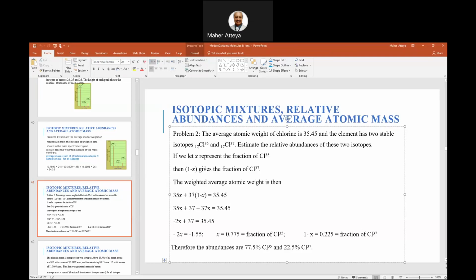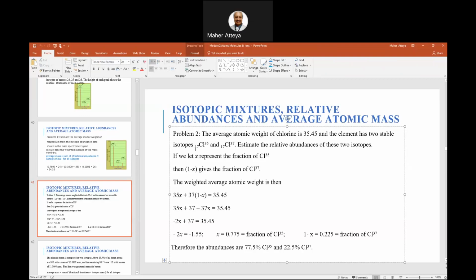How many neutrons do we have? 35 minus 17, how much is it? 18. Okay, 18, that's correct. How many for 37? I have 17 protons, 17 electrons, 37 atomic mass. How many neutrons do I have? 20, right? 37 minus 17 is 20.